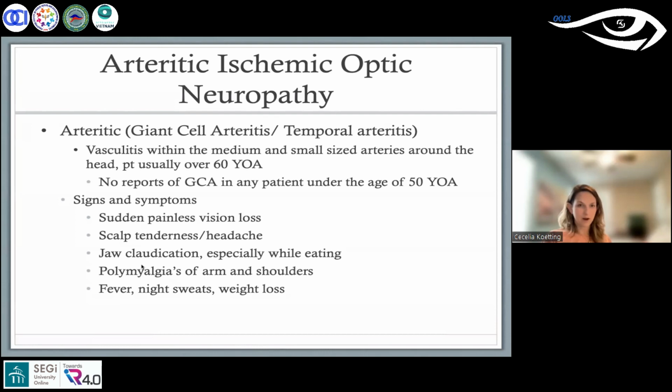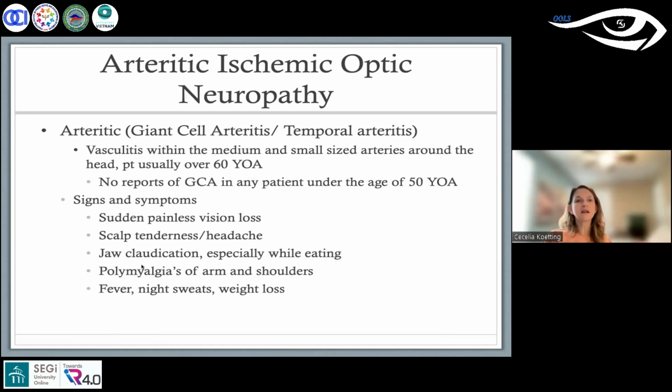It has multiple names, right? We've got AION, we've got giant cell arteritis, temporal arteritis, but either way, it's a vasculitis within the medium and small sized arteries. Typically, patients are over 60 years of age, with no actual reports of GCA in a patient under the age of 50. And that's important to remember, because if this is the same thing presenting in a patient that's 35 or 45, this is not what they have. You're looking at the wrong tree.